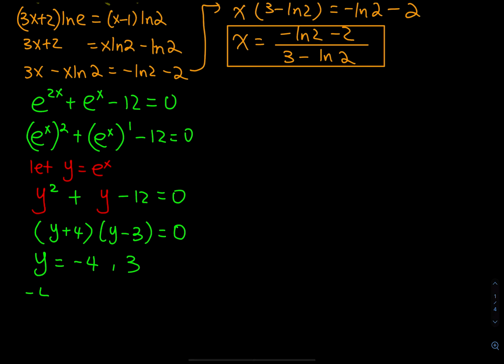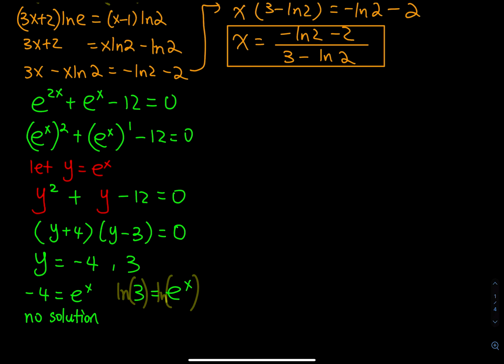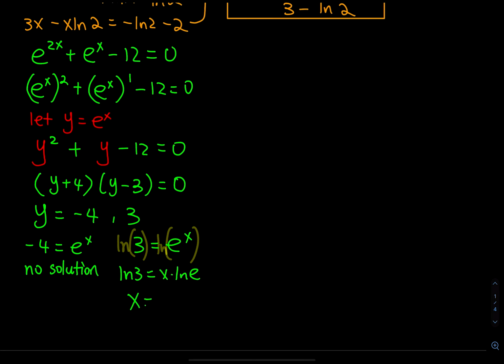So you have negative 4 equals e to the x, and then 3 equals e to the x. So first of all, e is 2.7. If you multiply 2.7 by itself a few times, you are not going to get a negative. So therefore, this one has no solution. How about the other one? The other one, simple. You take ln on both sides, and then you bring the x down, right? So ln 3 is equal to x times ln e, and then finally, x is equal to ln 3.